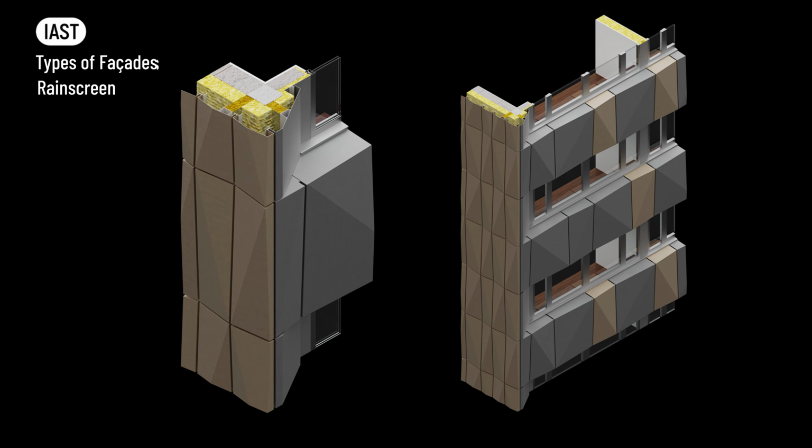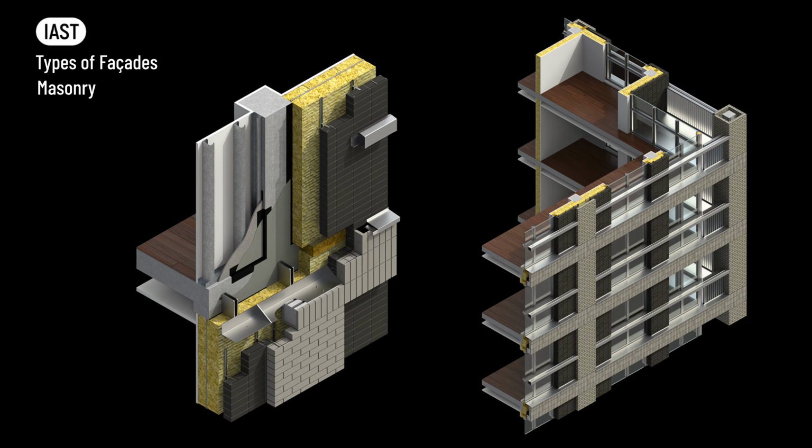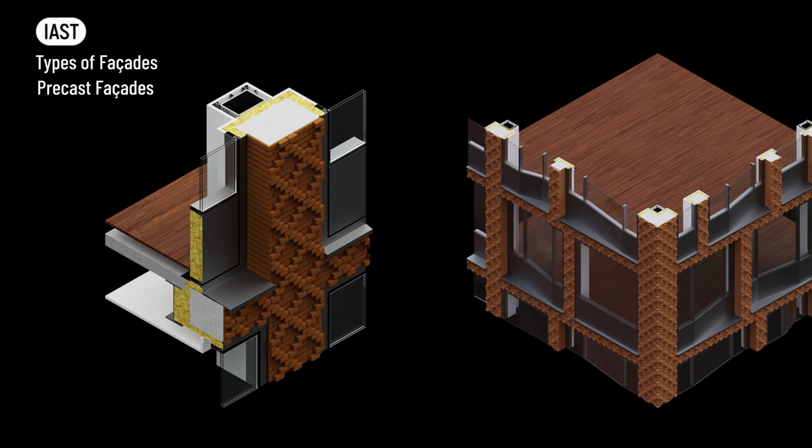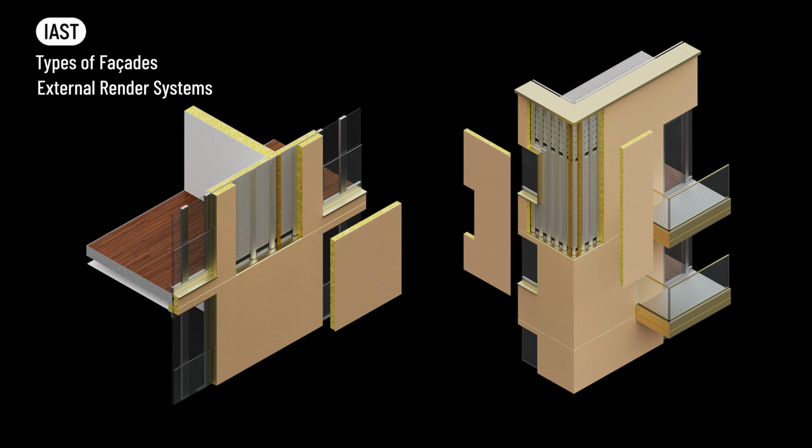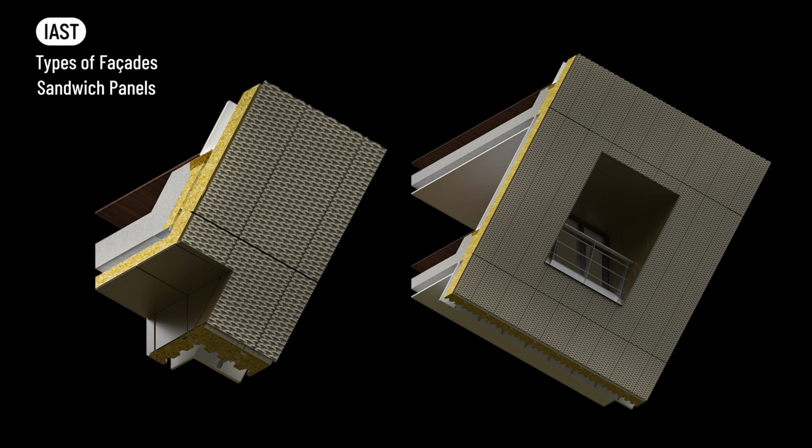In the next module, we will delve into the most commonly used types of facades. We go through the key principles of rain screen cladding, masonry, precast concrete facades, curtain wall, external wall render systems, sandwich panels, and briefly touch upon less commonly used facade types. We explore how these facade types are installed and how they achieve air and weather tightness.